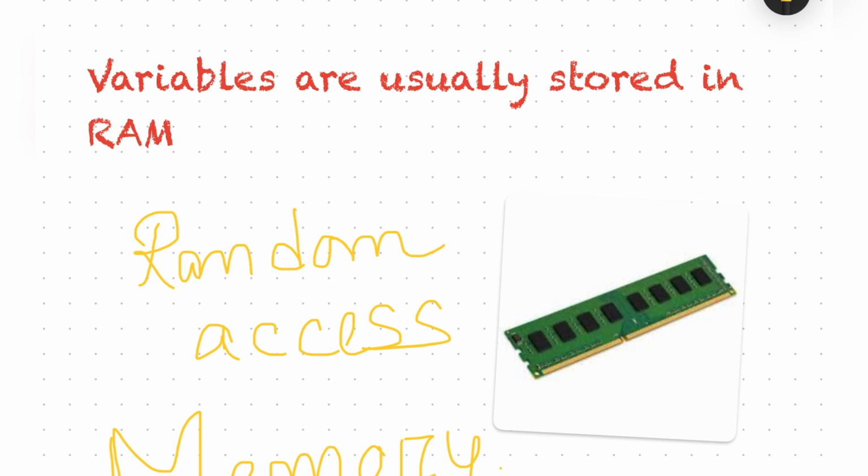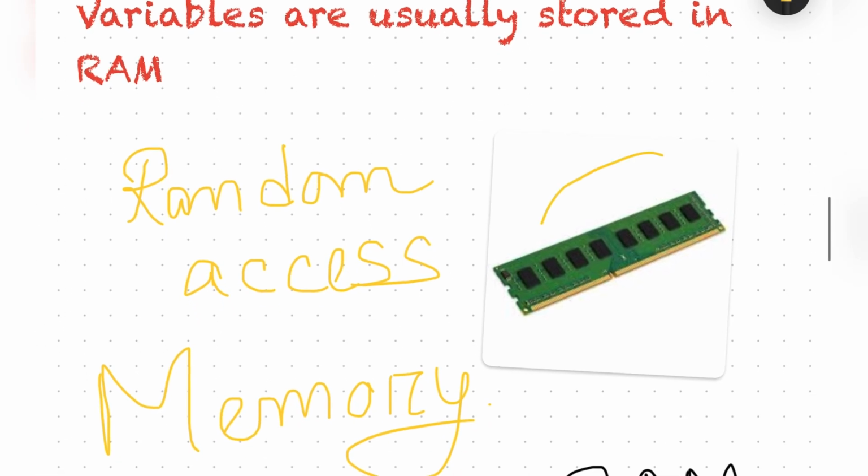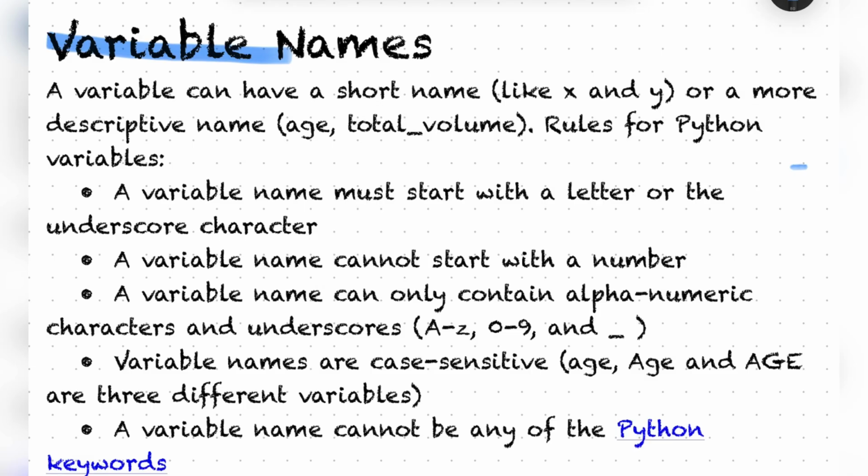Variables are usually stored in RAM, that is, random access memory. Here we have a picture of RAM. Variables are stored over here. They get destroyed when the computer is turned off. Now we know how to declare variables in Python.